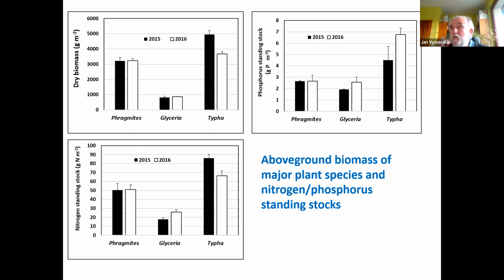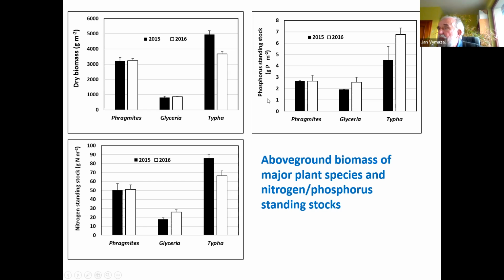Then we also did some studies on the biomass. So you can see the dry biomass was by far the highest for Typha, because they're really huge plants, 4 and 5 meters tall. Lower biomass for Vymazal and lower for Glyceria.